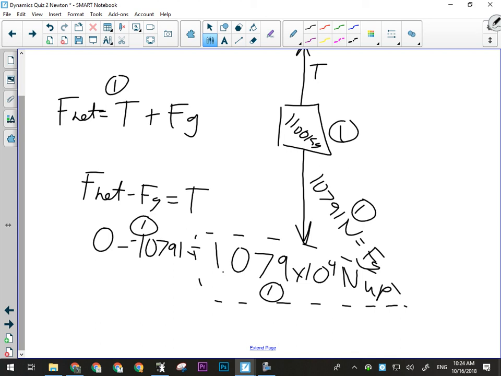So 1 mark for the free body diagram, 1 mark for calculating the force of gravity, 1 mark for sum of all forces, 1 mark for the answer, 1.079 times 10 to the 4 newtons up. It's out of 9. Give them a mark out of 9, and then you can hand them in to me up here, please.